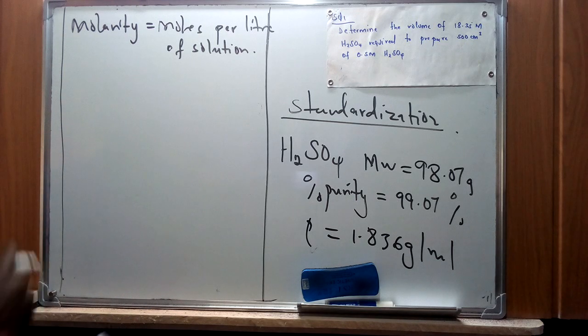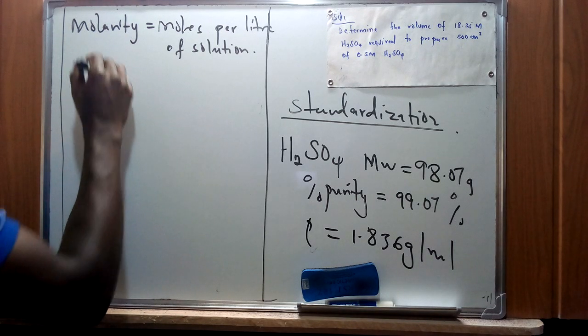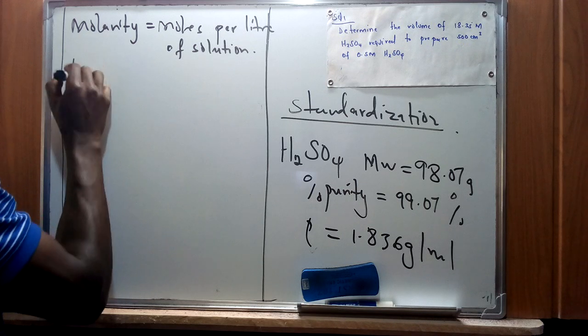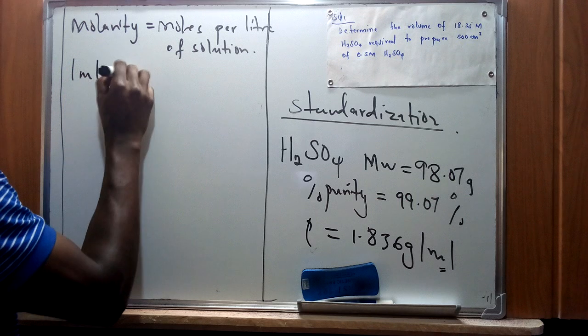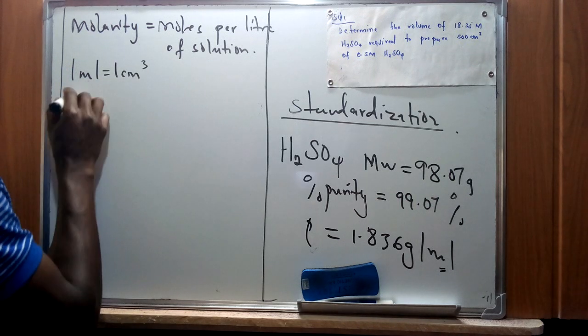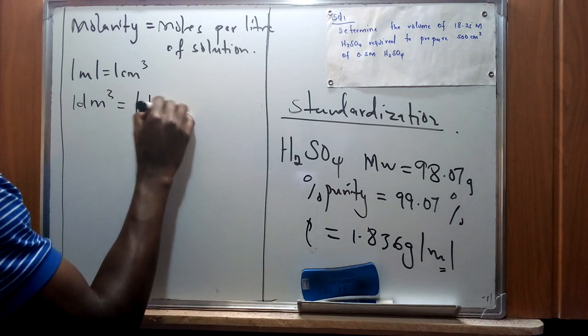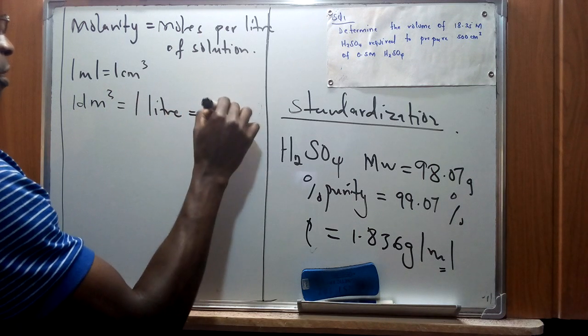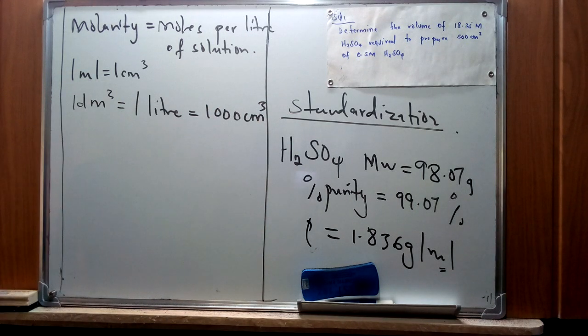So generally we can define molarity as moles per liter of a solution. When we're looking at volumes, this one has been indicated in millimeters. We know that 1 milliliter is equivalent to 1 centimeter cubed, and 1 decimeter cubed is equivalent to 1 liter, which is equivalent to 1,000 centimeter cubed. So whenever we're given any of these specific units, we can do an appropriate conversion in order to find the quantity that we are being asked for.